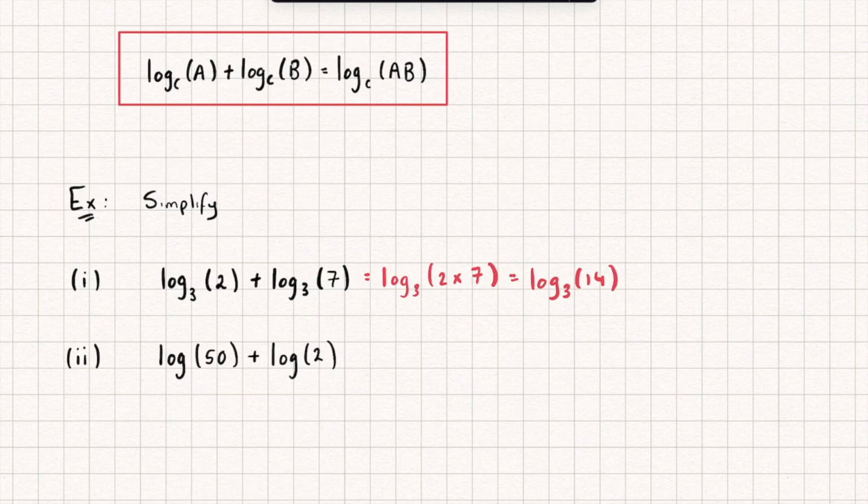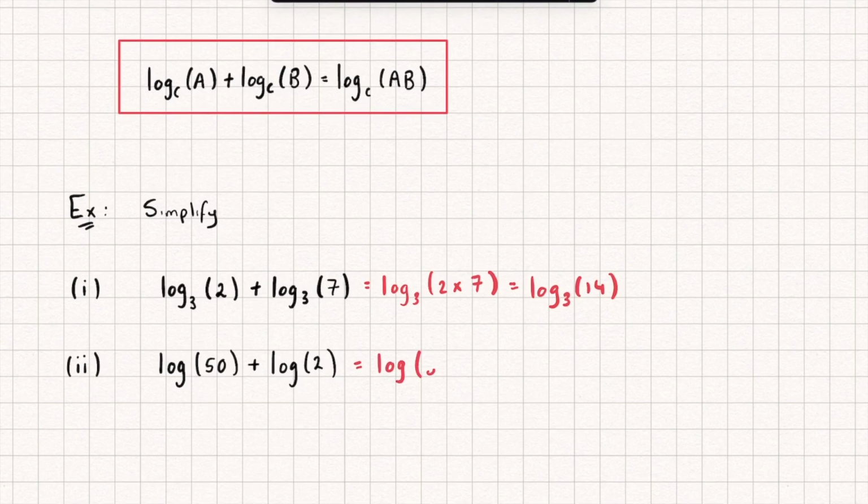The next one we've got log. Now there's no base here. When there's no base, we assume we're dealing with log base 10. So log base 10 of 50 plus log base 10 of 2. This will simplify to log base 10 of 50 multiplied by 2, which is log base 10 of 100. And if I think about this, well, 10 to the power of what is 100 is just 2. And so we've simplified those using the product rule.